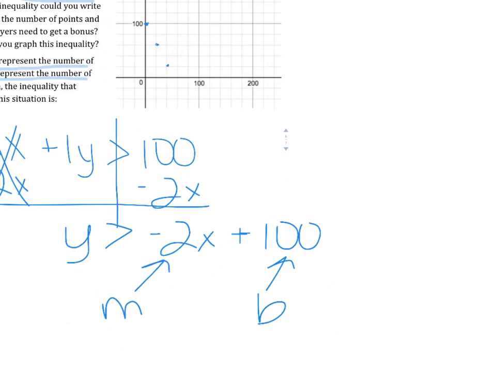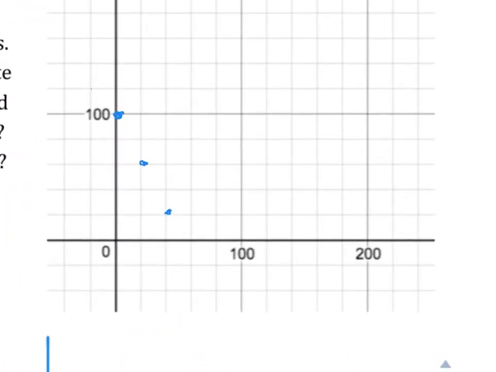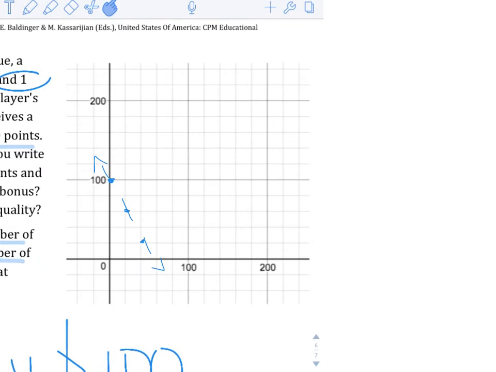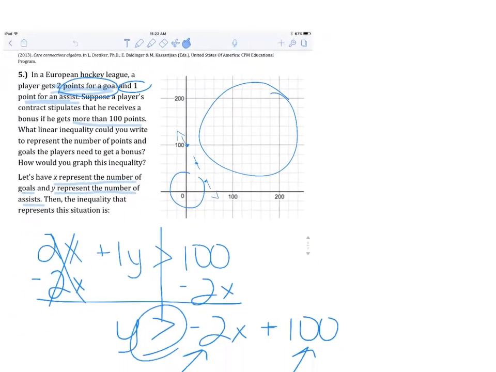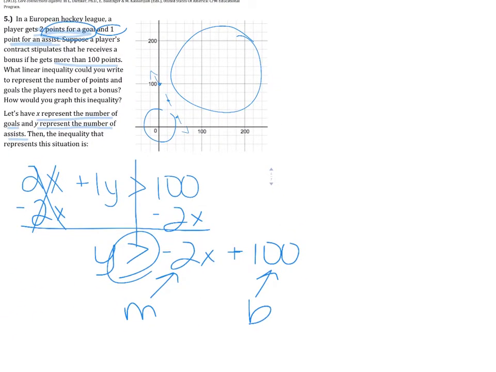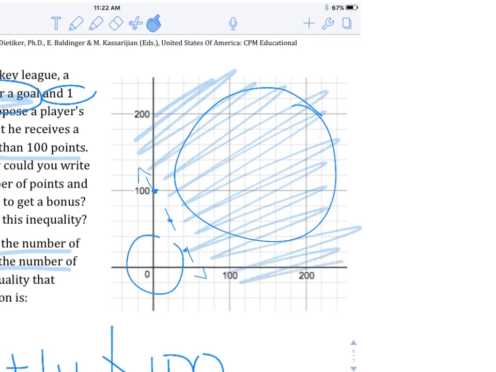Looking at our inequality, we have this symbol here, which is greater than. So this is going to be represented with a dashed or dotted line. So we're going to draw that. And then we need to decide which side we are shading. We have the part that is above and we have the part that's below. Looking at our inequality, we have y is greater than, so that's going to represent the part that's above. So everything up here would get shaded.